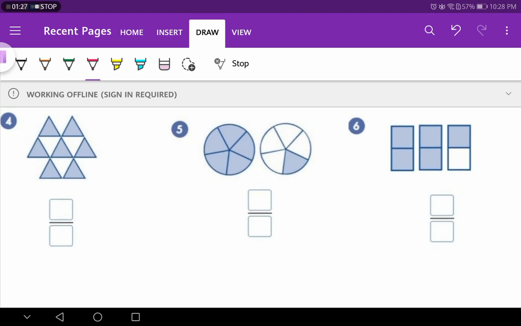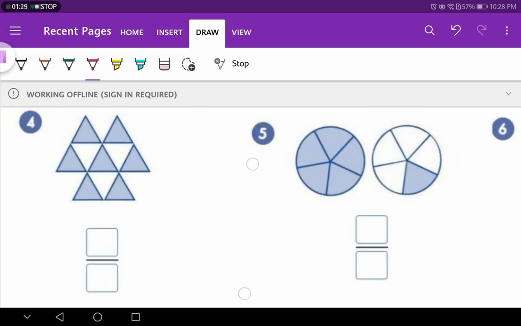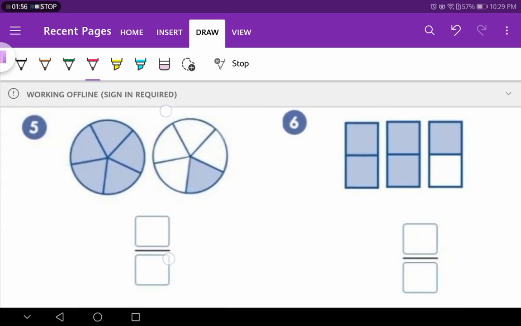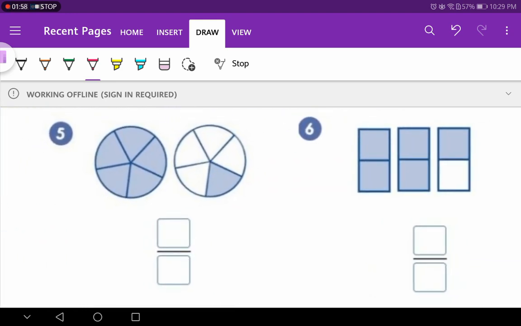Don't be scared, apply what you know, and let's go here. Now, how many shaded parts do we have? 1, 2, 3, 4, 5, 6, 7 out of 8, 9, 10 parts. Okay, my dear students, are you happy with that? Me too. Now let us move here to the mixed number.